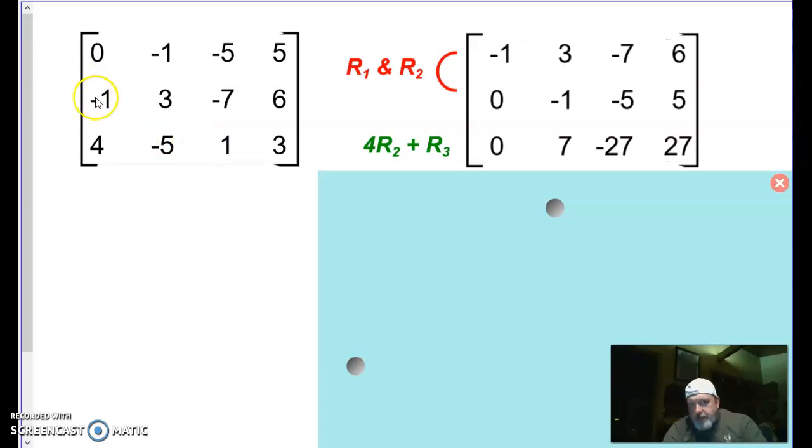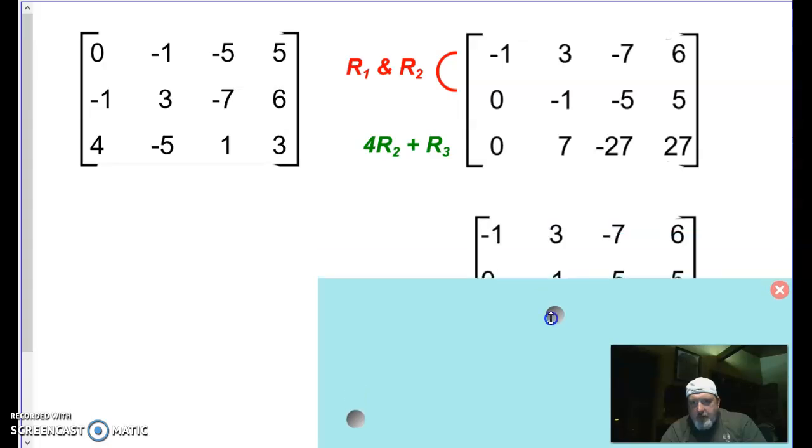So 4 times negative 1 is negative 4 plus 4 is 0. 4 times 12 minus 5 is 7. 4 times negative 7 is negative 28, plus 1 is negative 27, and 4 times 6 is positive 24, plus 3, positive 27. At this point, we are really, really close to getting to where we need to be. So we're going to jump down here real quick.